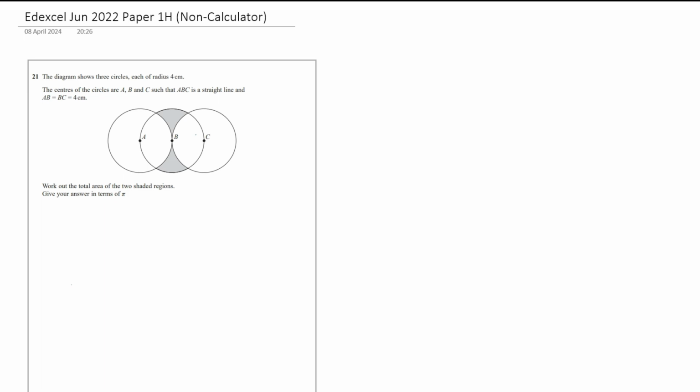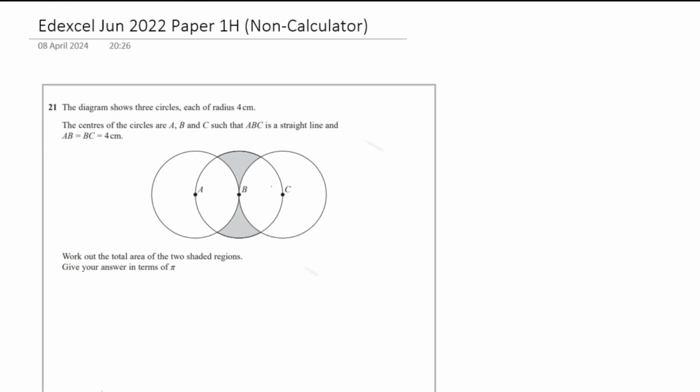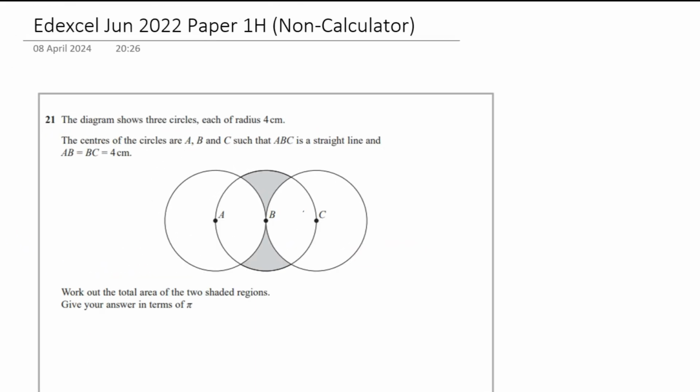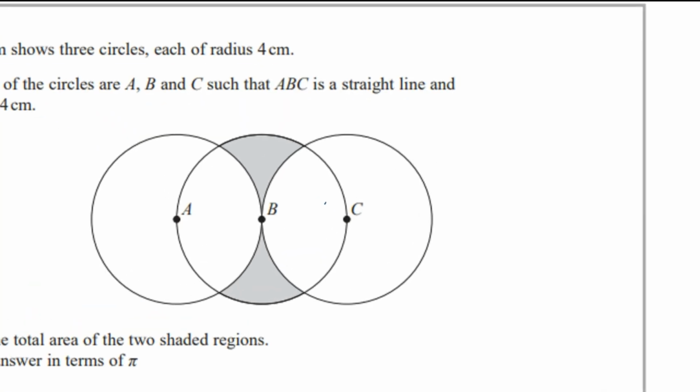Here we have a tricky GCSE problem to look through. This is from Edexcel June 2022, paper 1H, and it's the final question of the paper, question 21. The diagram shows 3 circles, each of radius 4 centimetres. So the first thing I'm going to do is label that somewhere, just so I don't forget. So this I'm going to call our radius, and that's 4 centimetres.